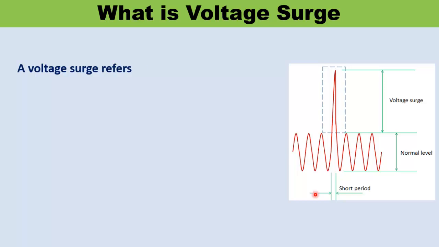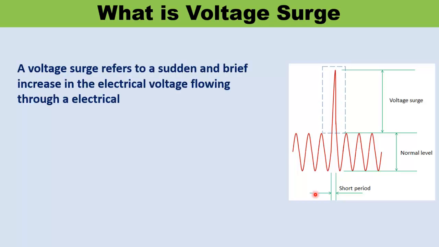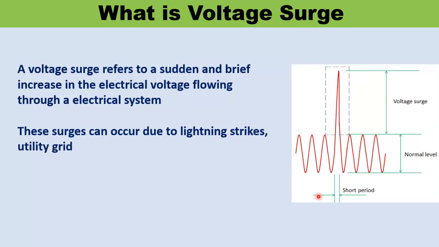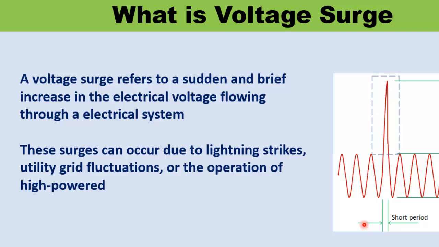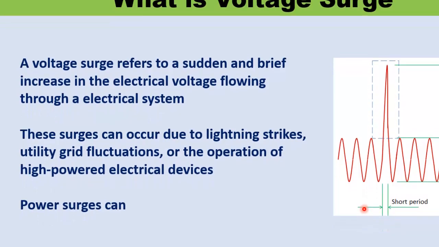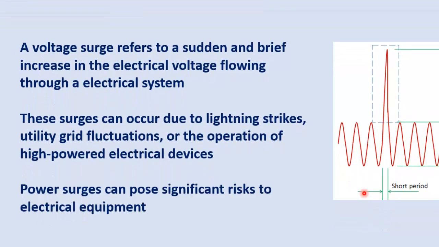A voltage surge refers to a sudden and brief increase in the electrical voltage flowing through an electrical system. These surges can occur due to lightning strikes, utility grid fluctuations, or the operation of high-powered electrical devices. Power surges can pose significant risks to electrical equipment, and if not handled properly, they can severely damage equipment or systems.